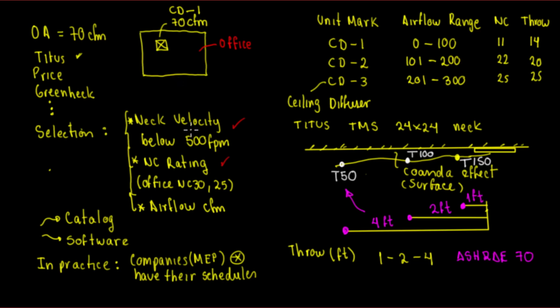So if you want to do this quickly: airflow, NC rating, and neck velocity, and then you do the throw, and after that you have to check the layout. For example, if this is close to the corner, to the interior wall or exterior wall, if it's very close, you can make a three-way, because you're losing it in here. In that situation, you start playing with the throws. Or for example, this was a horizontal air diffuser. What about if it's vertical? That's very interesting and important.